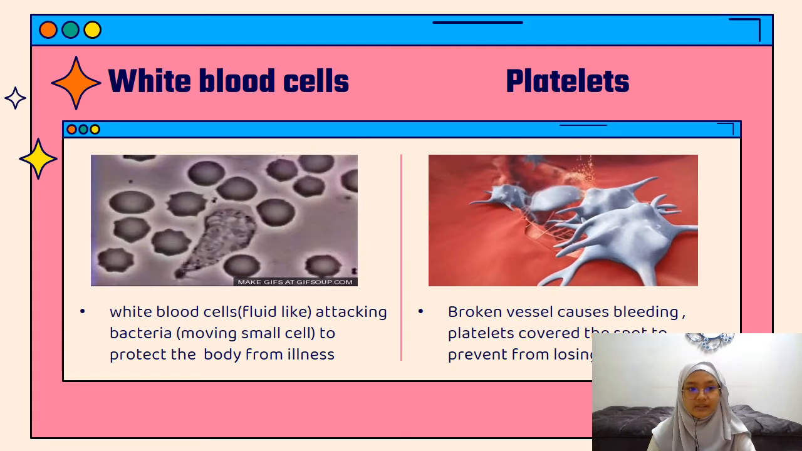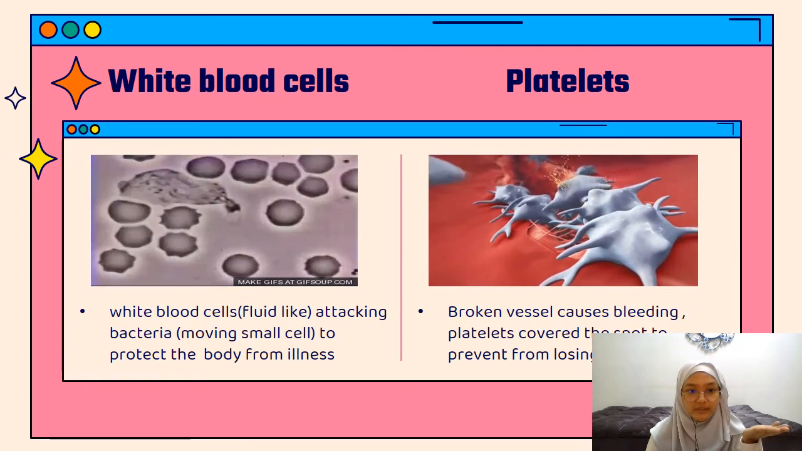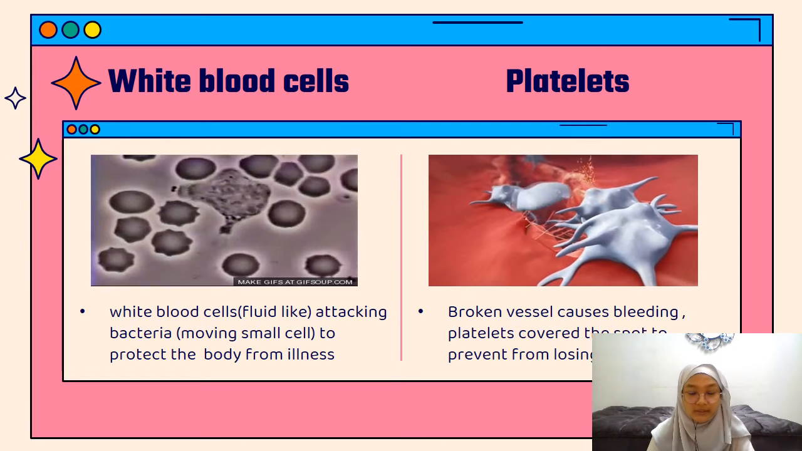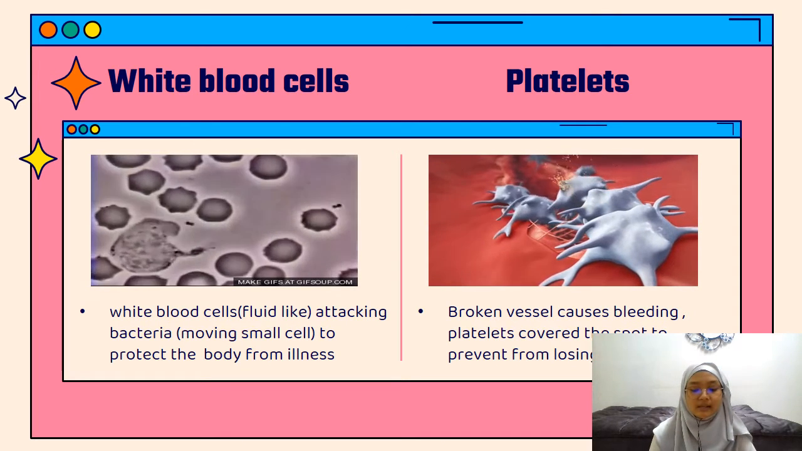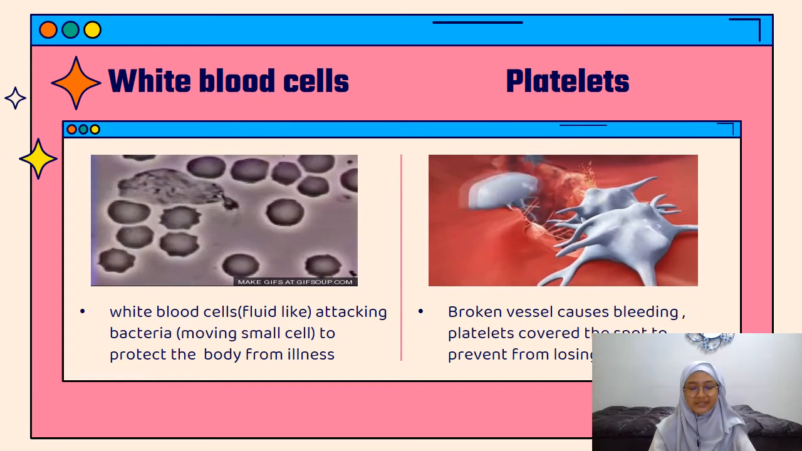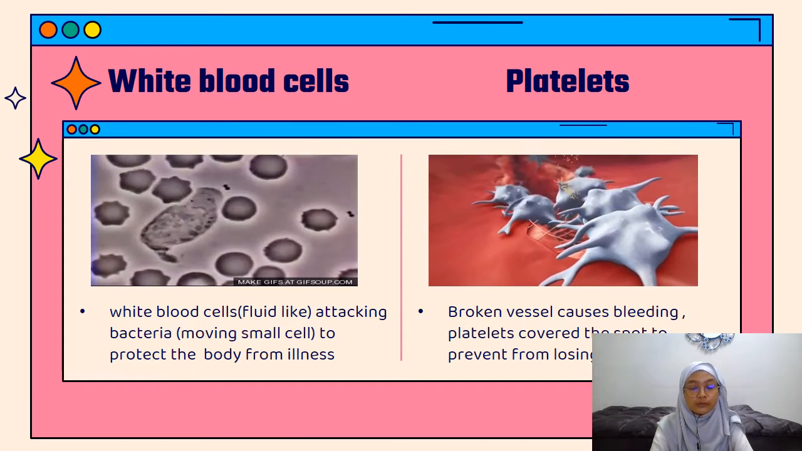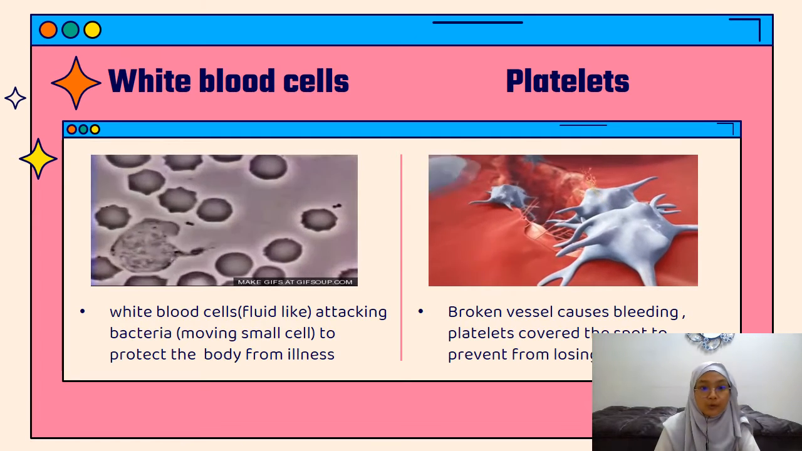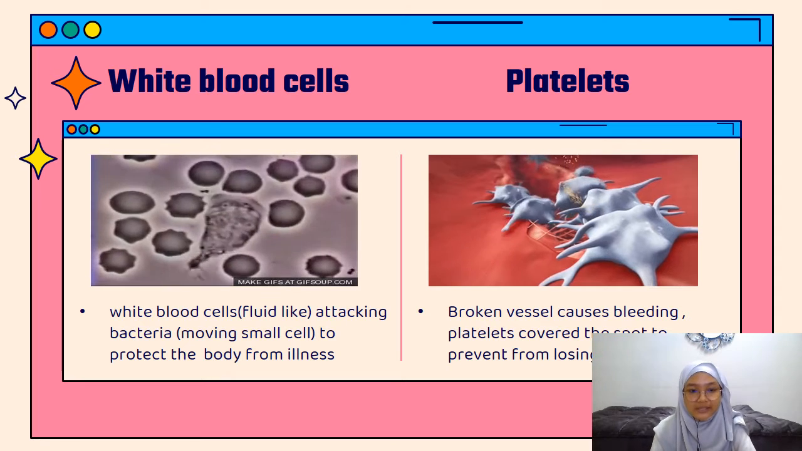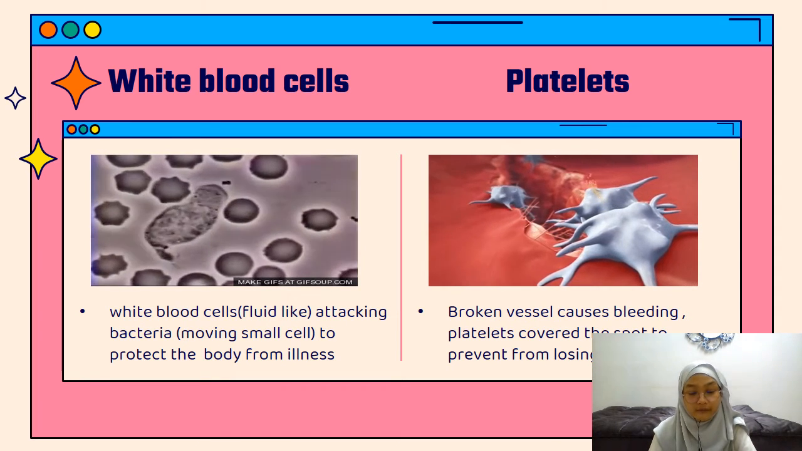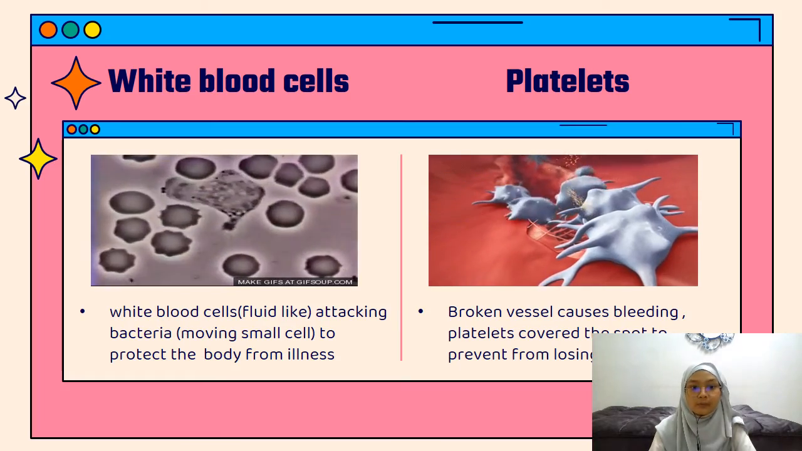In this animated GIF, we could see at the left side that a white blood cell is attacking bacteria to protect the body from illness. So that's why we could say that white blood cells are our body protectors, because they protect us from any harmful materials that enter inside our body. At the right side, we can see that platelets are forming around the broken vessel to prevent losing blood.